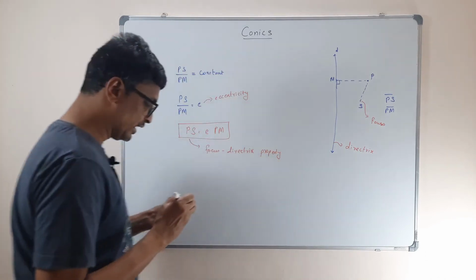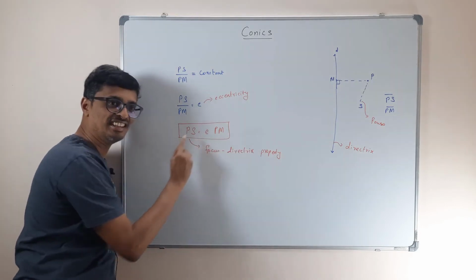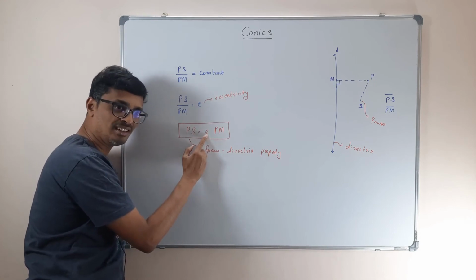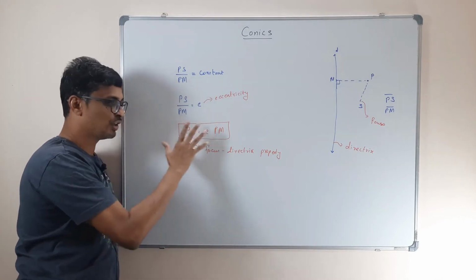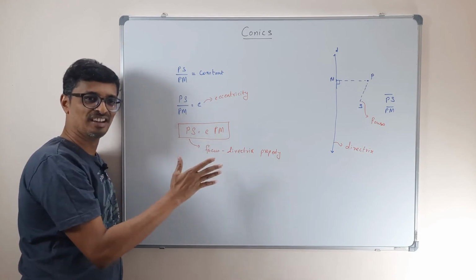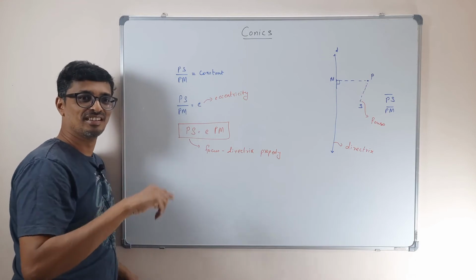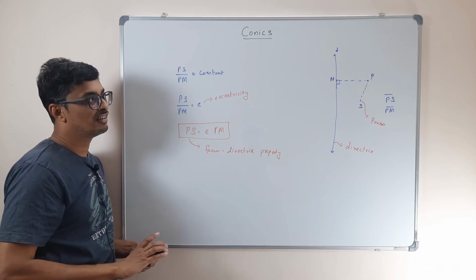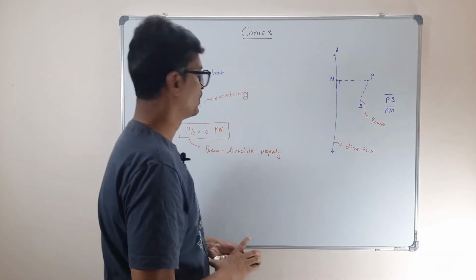Okay, so the whole property is decided by only one quantity. What is that? E. So now from here itself we can say E can be equal to 1, E can be greater than 1, E can be less than 1. So by that choice, you get different curves. If E is equal to 1, then the distance PS and PM will be equal, right? Why? Because PS by PM is equal to E.